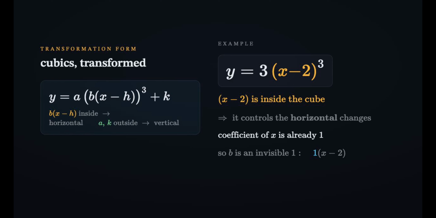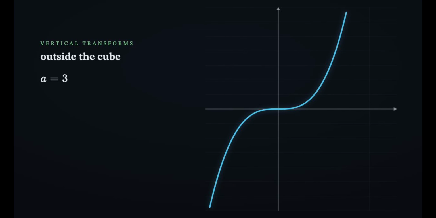There is no value other than 1 multiplying inside, so it's just an invisible 1, 1 times (x - 2). That means we do a HD of 1/1, which is 1, so we don't need to do anything, and then a HT of 2 units right. Now the vertical stuff. Outside the cube, we have a = 3 and there's no k, so k = 0. That means a VD factor 3 and no vertical translation at all.